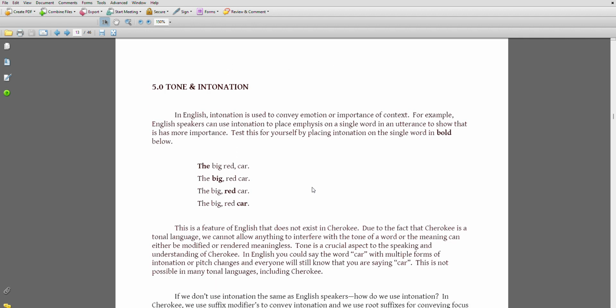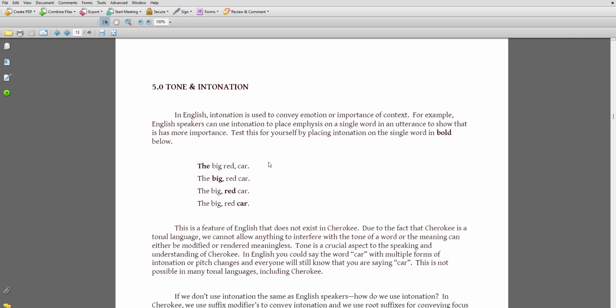Tone and intonation. In English, intonation is used to convey emotion or importance of context. For example, English speakers can use intonation to place emphasis on a single word in an utterance to show that it has more importance. Test this for yourself by placing intonation on the single word in bold below. So, the big red car, the big red car, the big red car, the big red car.